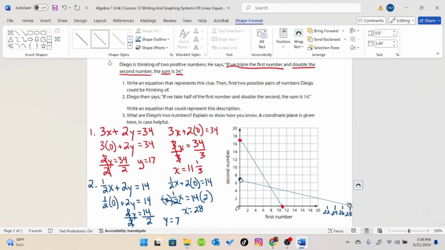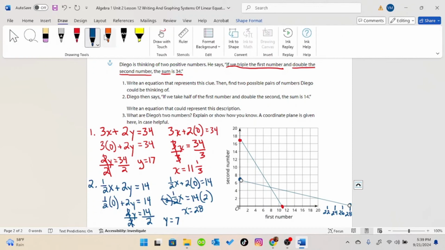Now number 3. What are Diego's two numbers? Explain or show how you know. A coordinate plane is given here in case it's helpful. So what we're looking for is the point where these two lines cross. And that looks to be approximately here. So it looks like the numbers could be 8, 5. But I'm going to test it.